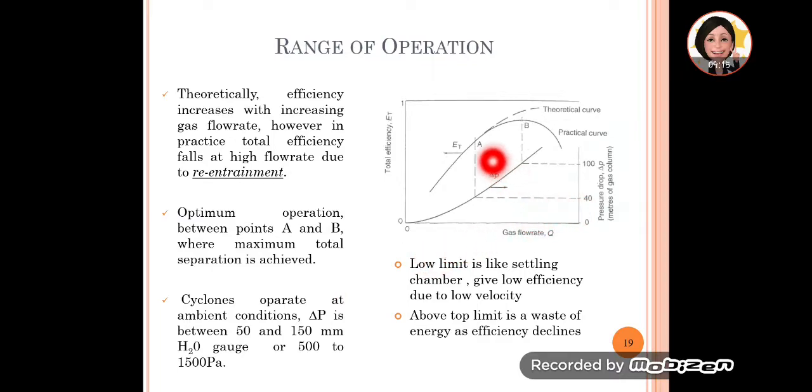Anything below A, the low limit, is like a settling chamber. It's like if you let a gas in and you let it settle down on its own. So it is very, very low efficiency due to the low velocity of the particles. But if it is beyond B, then it's a waste of energy, because the efficiency declines as well, because the particles get carried away with the clean gas.